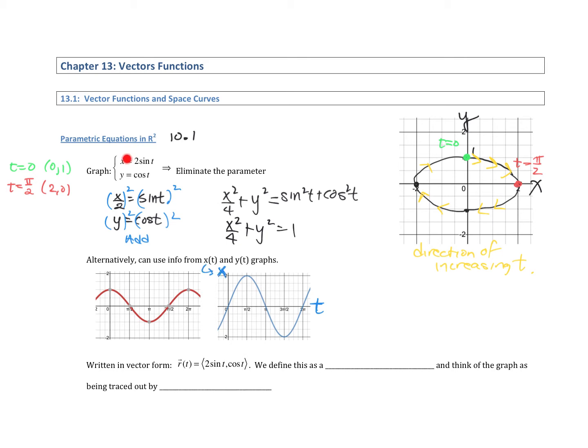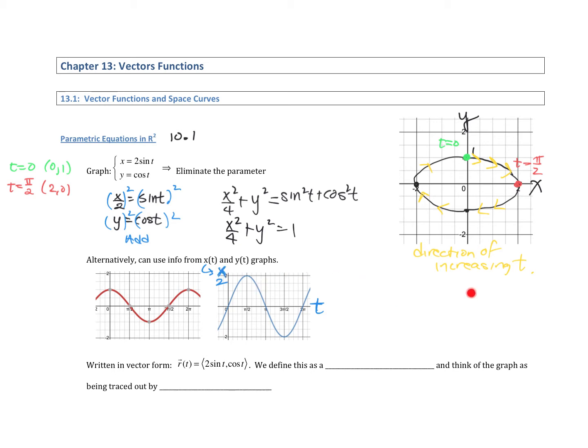X of t is 2 sine t. So we go 0 up to 2, 0, -2, 0. So that's telling me what x is doing as a function of time. X is going from 0 to 2 to 0 to -2. What does that tell me about what's happening on this graph?